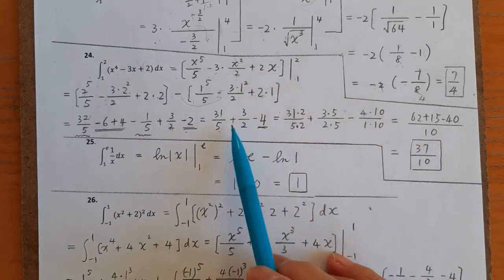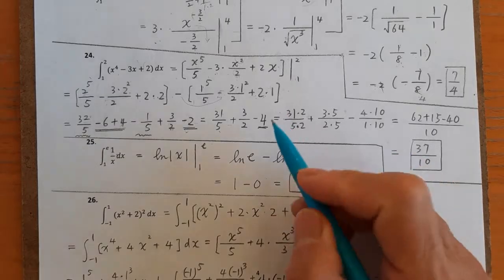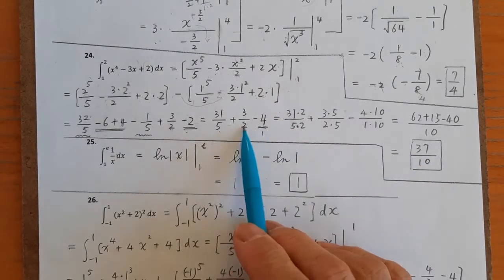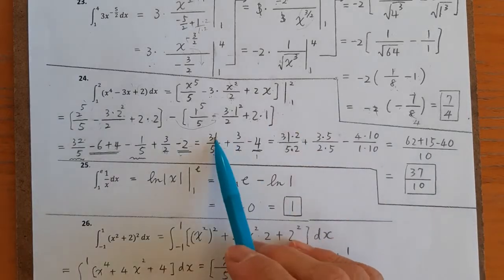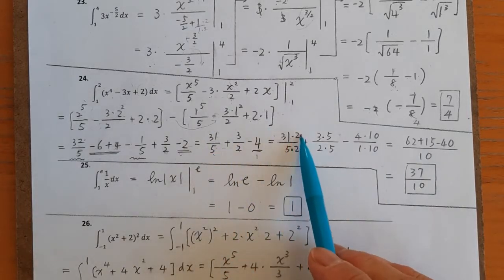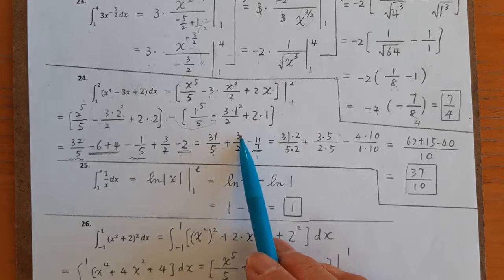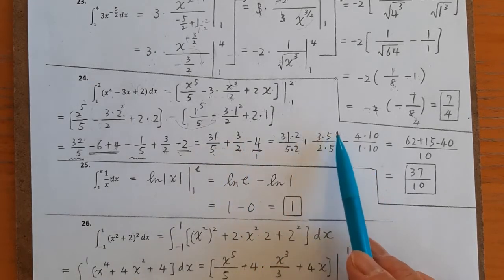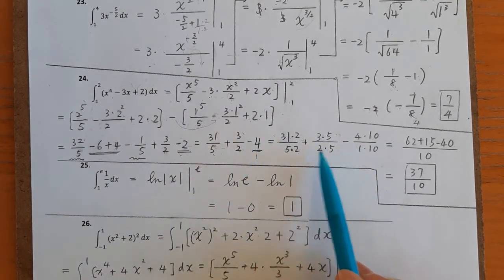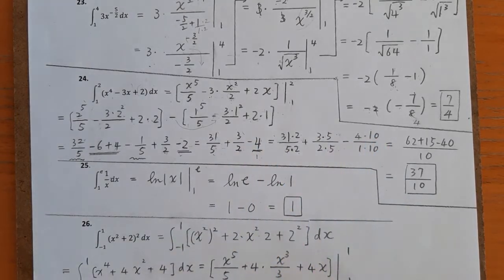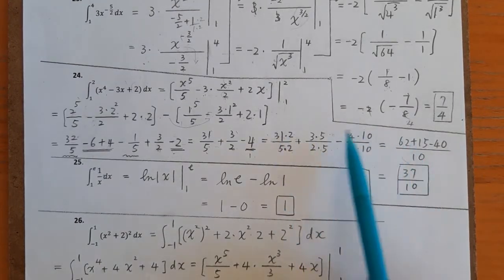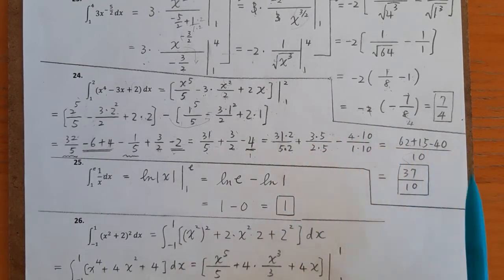Now you find the LCD, 5 times 2. This 4 is 4 over 1. So 5 times 2 is the LCD, which is 10. So multiply both sides by 2, numerator and denominator, and 3 over 2 times 5 on both sides, 3 times 5 over 2 times 5. And this 5 over 1, you multiply by 10 on both sides. Now they have the same denominator, 10. The numerator is 62. Add 15 minus 40.